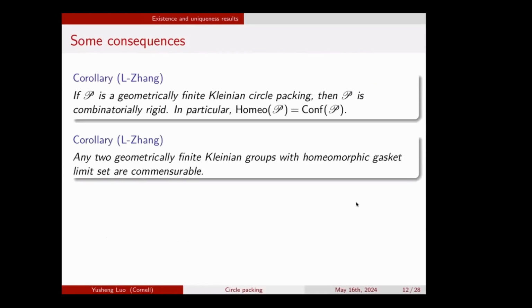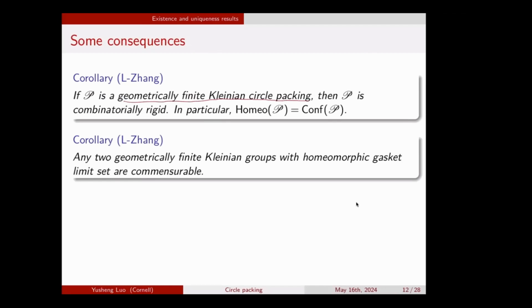Let me first tell you some consequences of this theorem. The first corollary says that if you have a geometrically finite linear circle packing, then this circle packing is combinatorially rigid. So in particular, the homeomorphism group of the circle packing is the same as the conformal symmetry group of the circle packing. The reason it follows from our theorem is because when you have a geometrically finite linear circle packing, this simply means that the circle packing is also a limit set of a geometrically finite linear group.